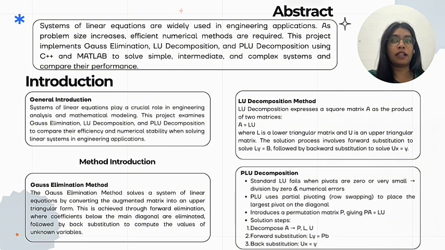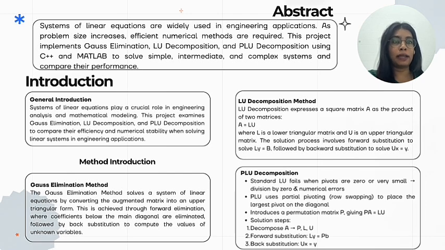Let's move to the method introduction. The first method is the Gauss elimination method. The Gauss elimination method solves a system of linear equations by converting the augmented matrix into an upper triangular form. This is achieved through forward elimination, where coefficients below the main diagonal are eliminated, followed by back substitution to compute the values of the unknown variables.